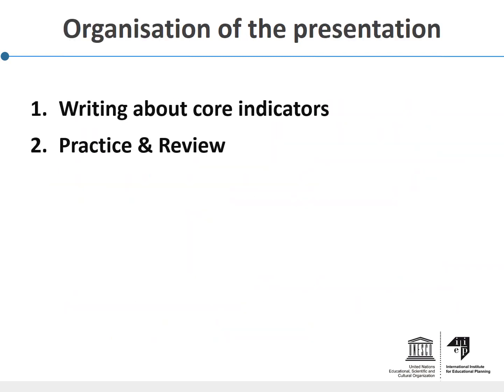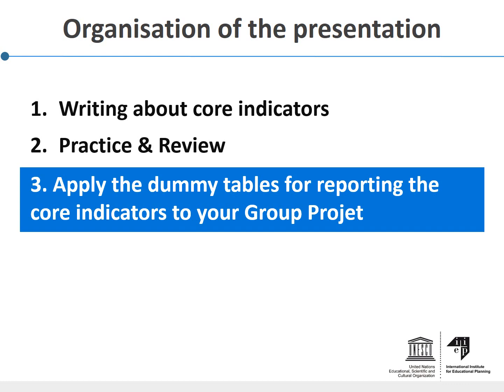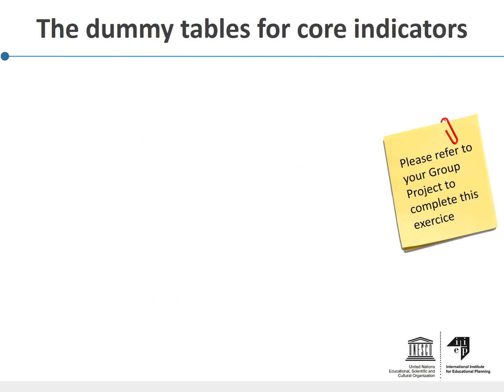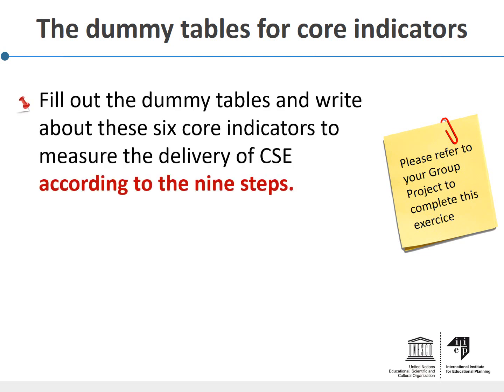Finally, let's apply the dummy tables for reporting the core indicators to your group project. Here are the selected 6 internationally recognized indicators to measure the delivery of comprehensive HIV and sexuality education at country level, and for which data should be collected by the education sector. You are now familiar with the steps and the dummy tables. So begin filling out the dummy tables and writing about the core indicators following the 9 steps.